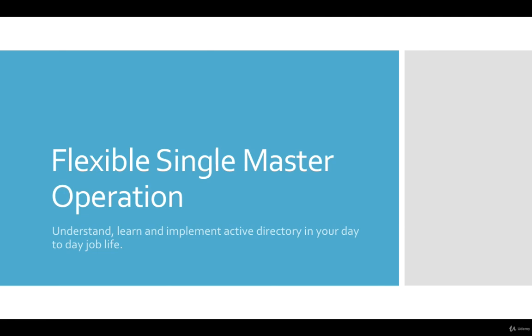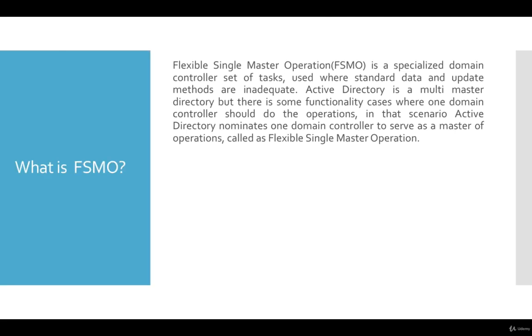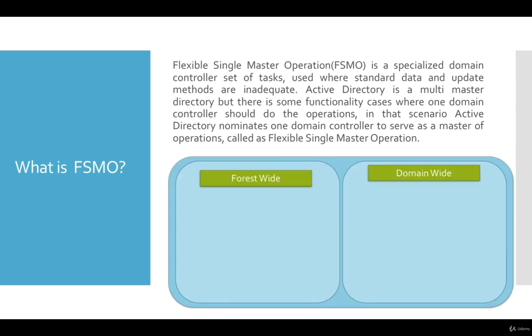Today, we will discuss flexible single master operation. Flexible single master operation is a specialized domain controller set of tasks used where standard data transfer and update methods are inadequate. Active Directory is a multi-master directory, but there are some functionality cases which only one controller should do. In that situation, Active Directory nominates one domain controller to serve as a master of operation, called flexible single master operation. In FSMO, there are five roles defined.